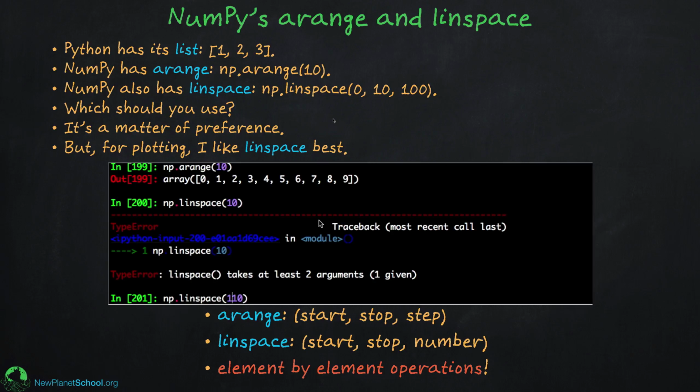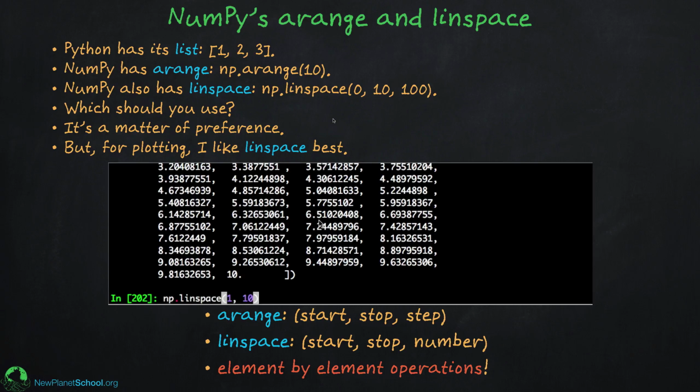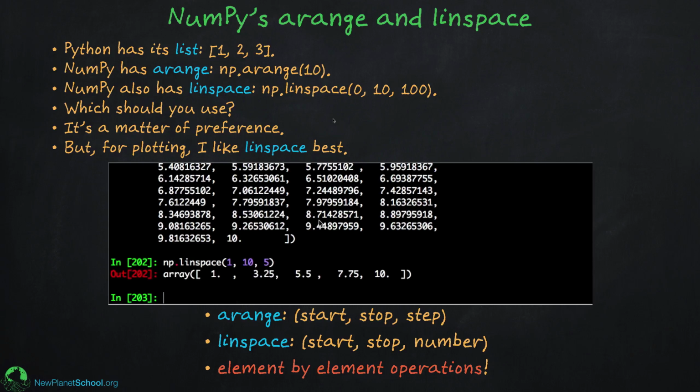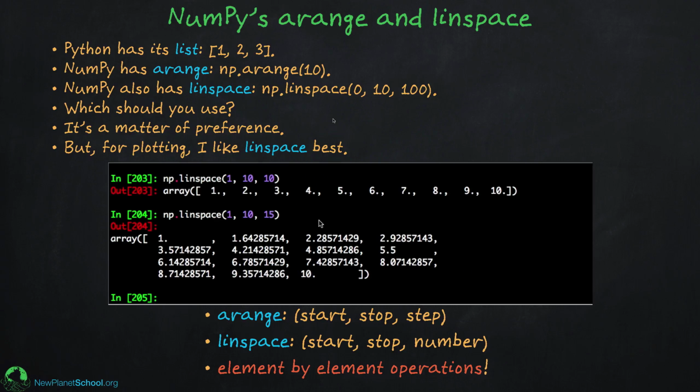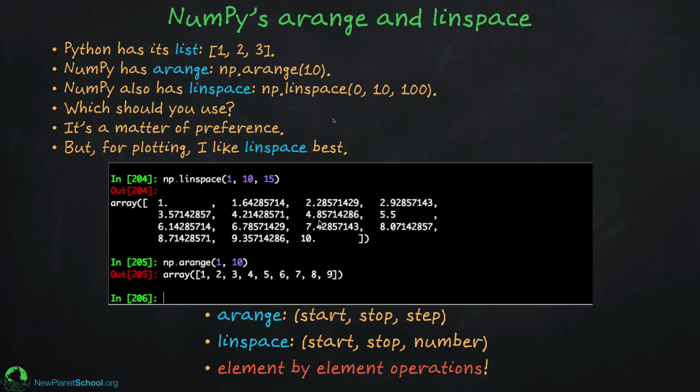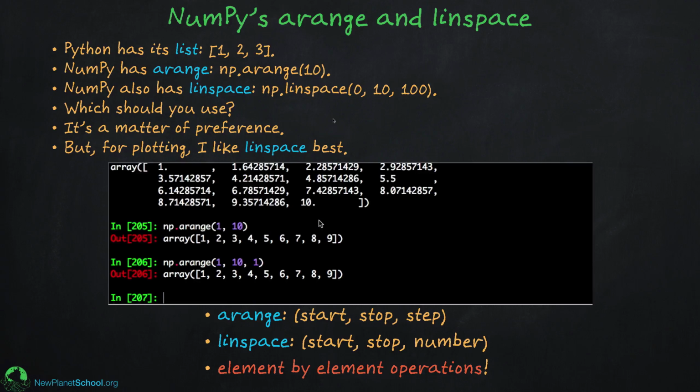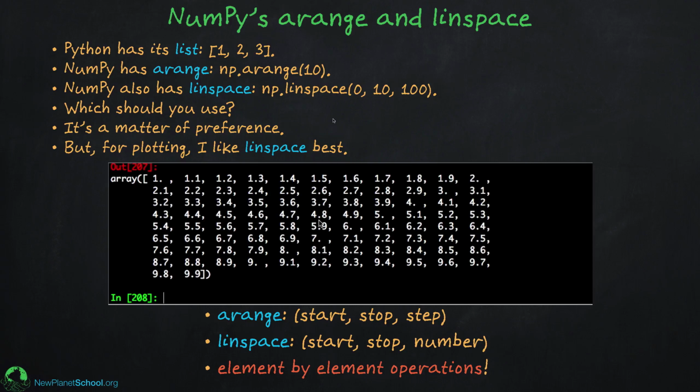If I do linspace with one number, it gives me an error. But now, if I do 1, 10, 5, I get 5 numbers between 1 and 10. If I do 1, 10, 10, I go from 1 to 10 with 10 numbers. If I do 1 to 10, 15, it goes from 1 to 10 with 15 numbers. And so you can see I have a lot of control over how I can generate arrays with different numbers. And this is very useful when you're doing plotting. So the best thing to do is watch these examples. Notice in that case I was able to use a step.